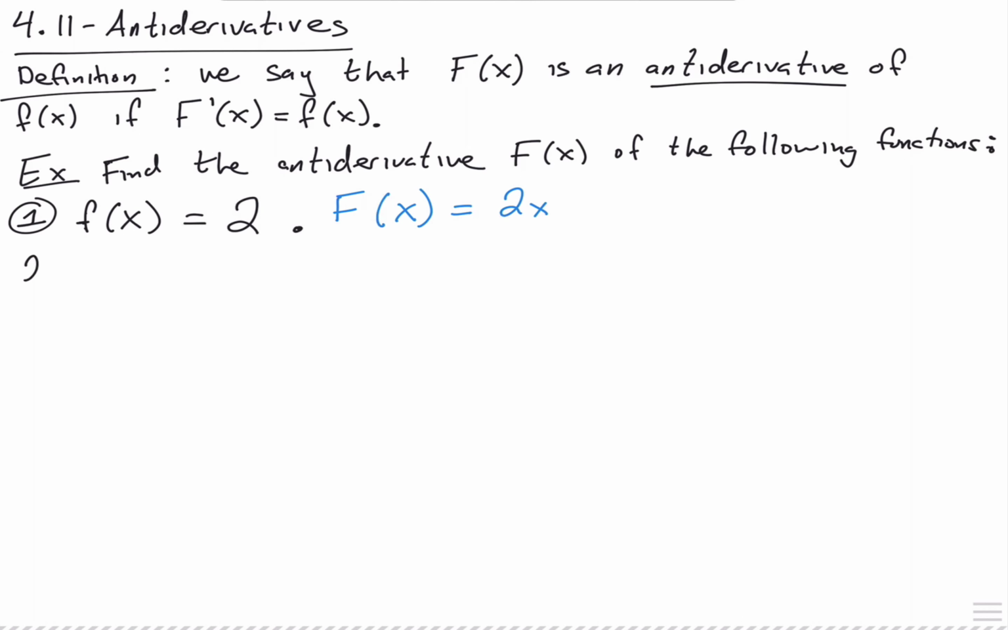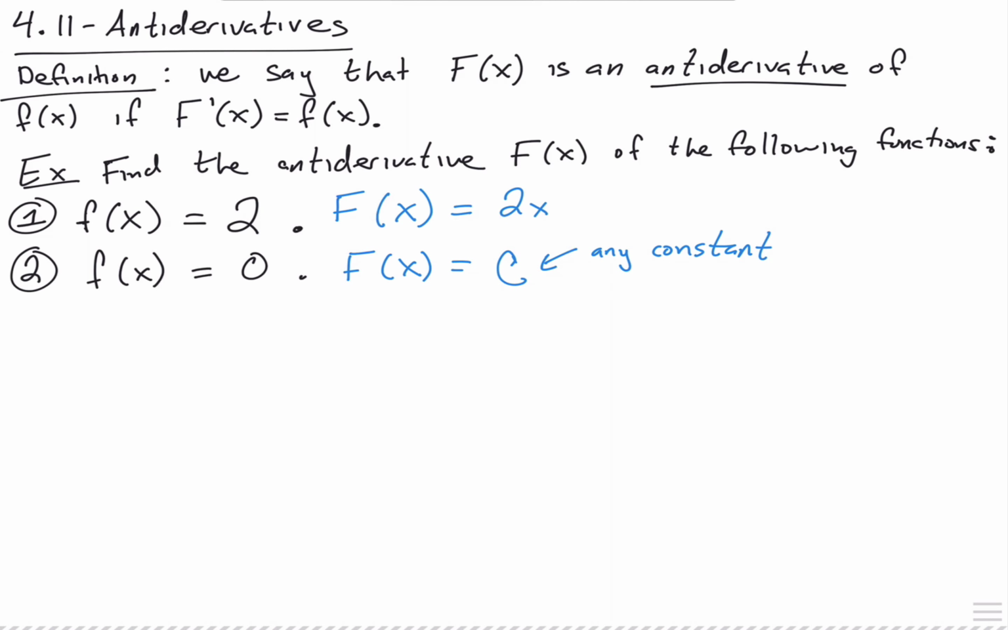All right. Do another one. How about 0? Three, four, five, any constant, right? Because when you get the derivative of any constant, it's always equal to 0. So I'll just say C, where C is any constant. Okay, sounds good. All right, so far so good.